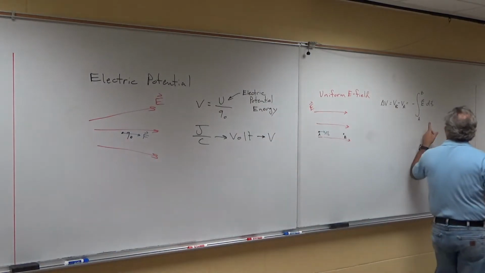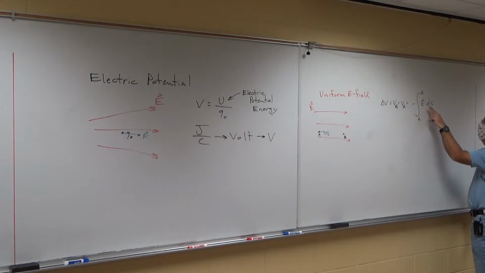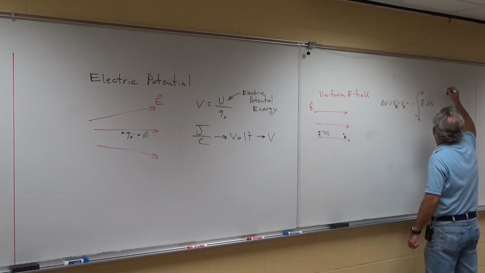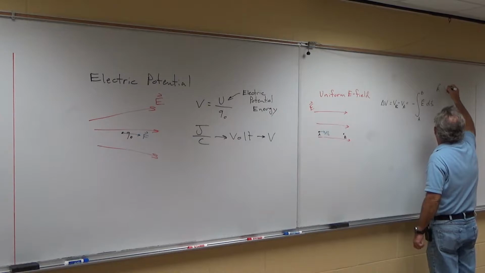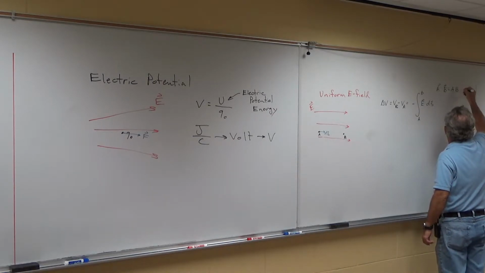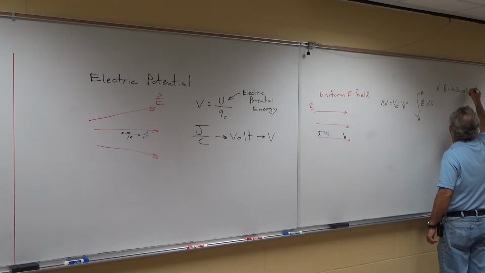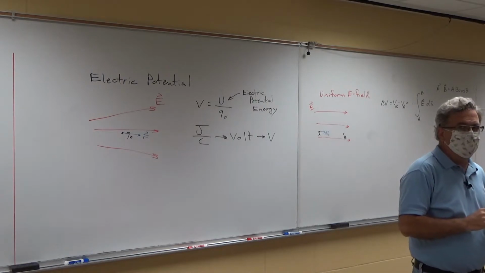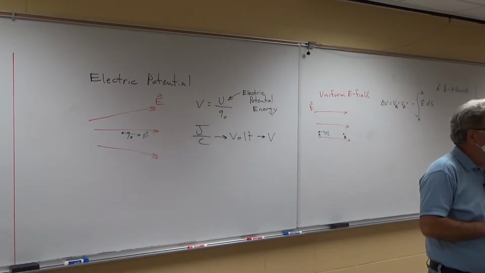So you look at the field, how far you went, and the direction. Remember that dot product? This is E dot ds. The dot product between two vectors, A dot B, is equal to A B cosine theta. Remember that from physics 1, when we were talking about work.